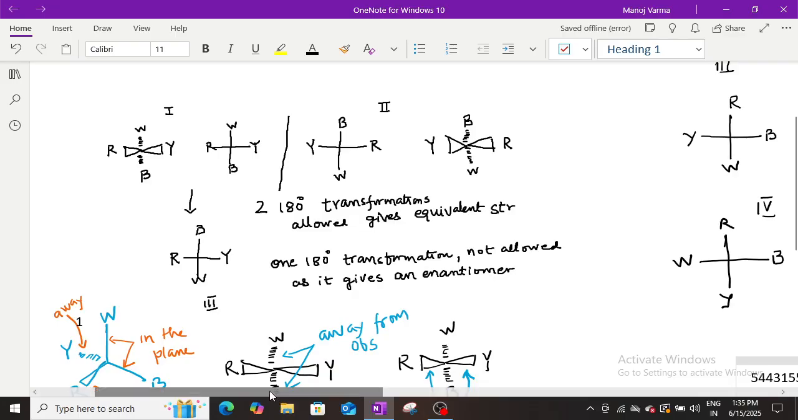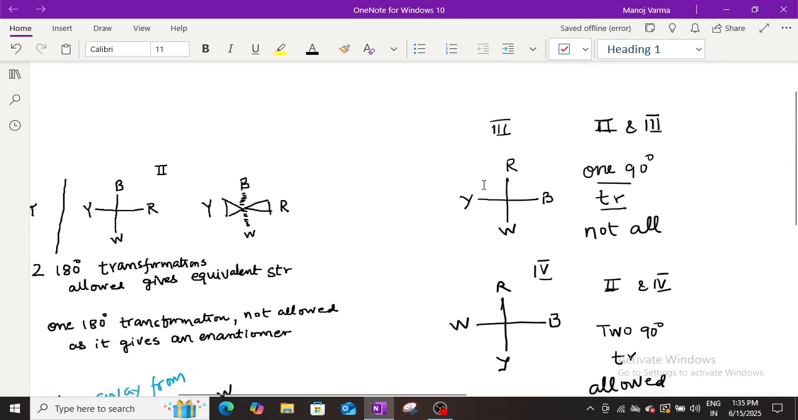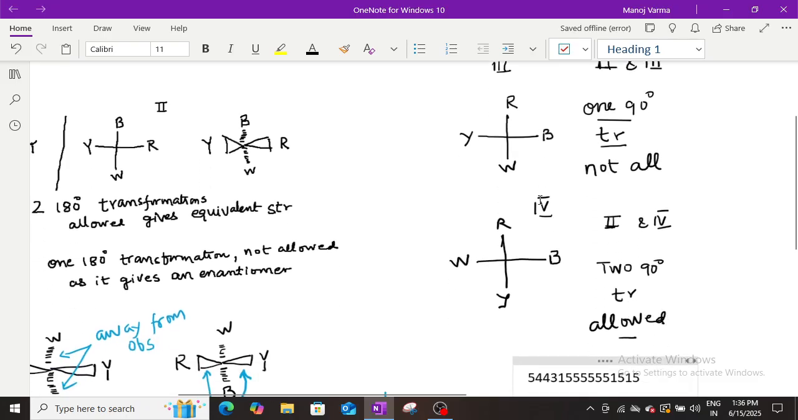So in the same way, let us consider some other examples. Now, if you look at structures 2 and 3, you will find that white and yellow are still occupying the same position, but I have made the transformation between the red and the black. See, I have interchanged the position of the red and the black if you compare 2 and 3. So this 90-degree transformation is not allowed.